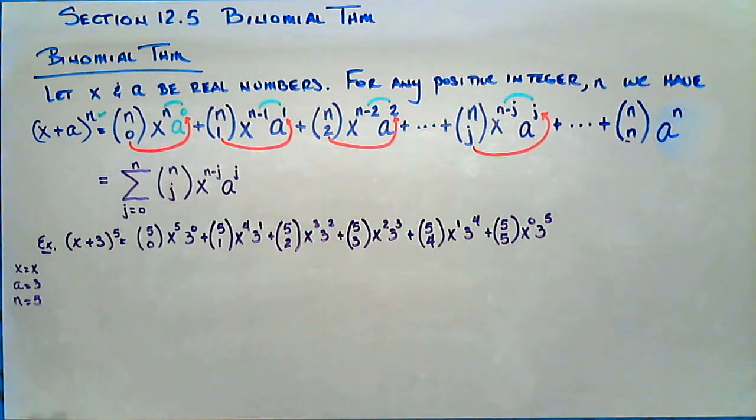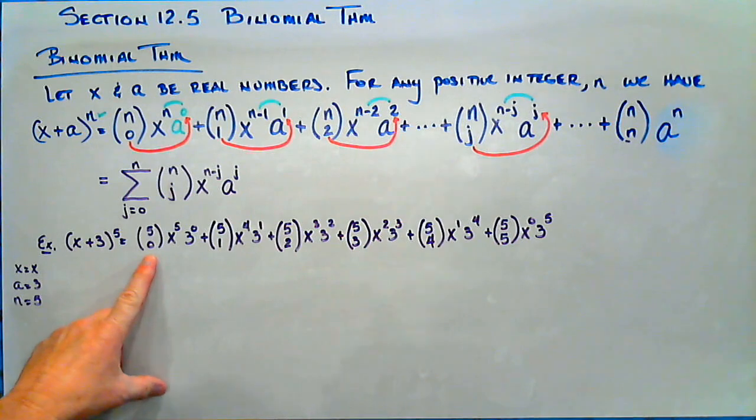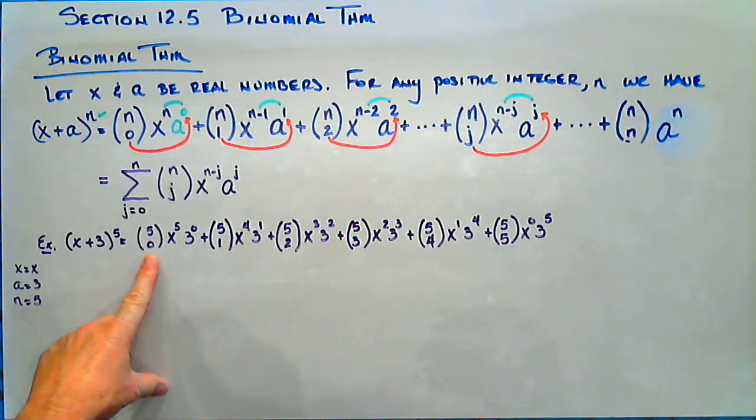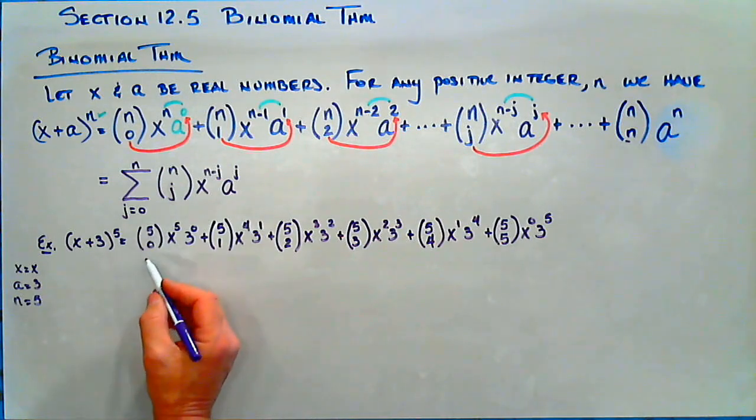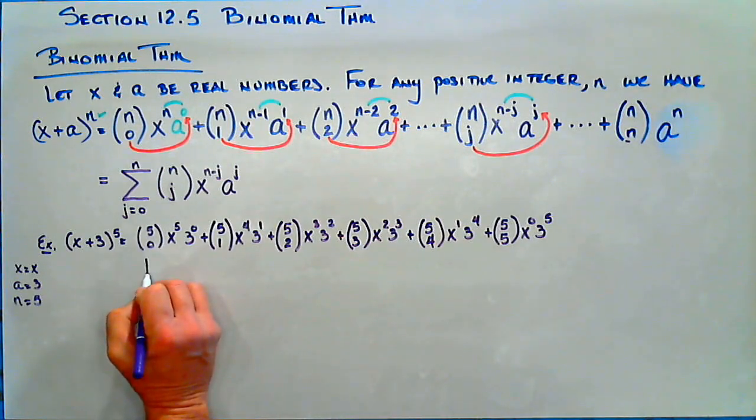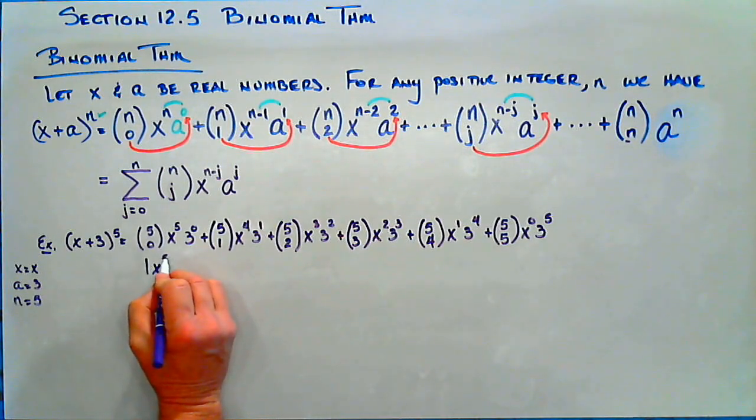Groaning's not going to solve it. We still have to do the arithmetic. How many ways can we put 5 objects in a bag and take out 9? We know the answer to that. The answer to that's 1. So this is going to be 1x to the 5th.